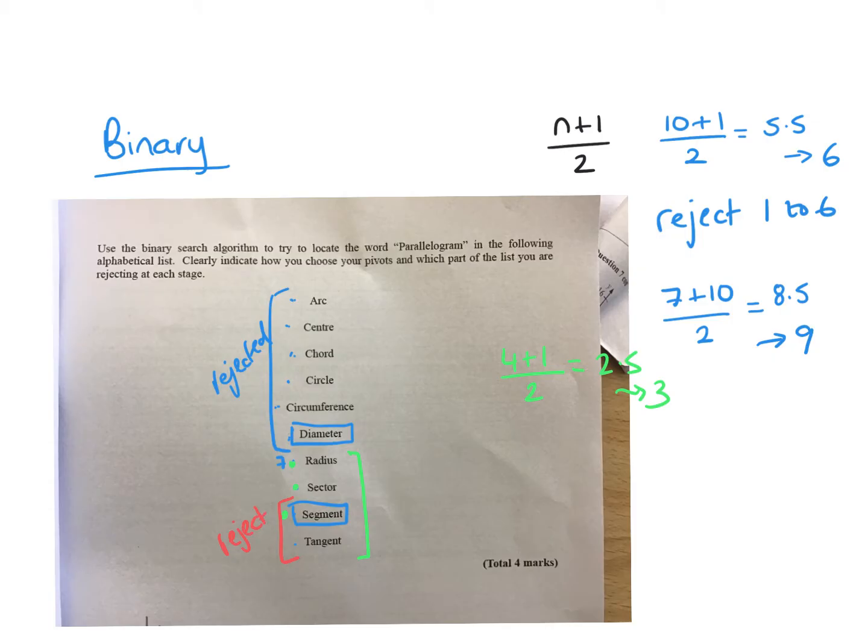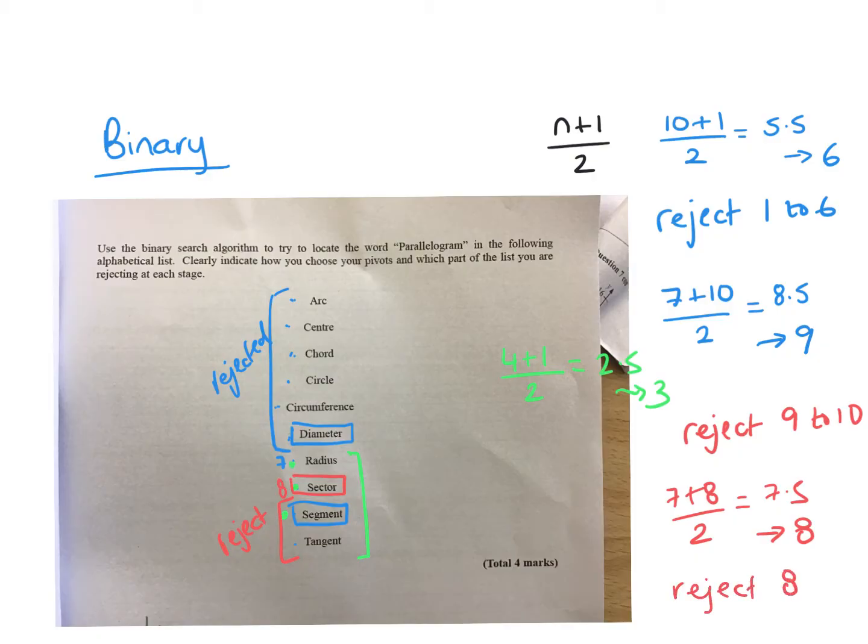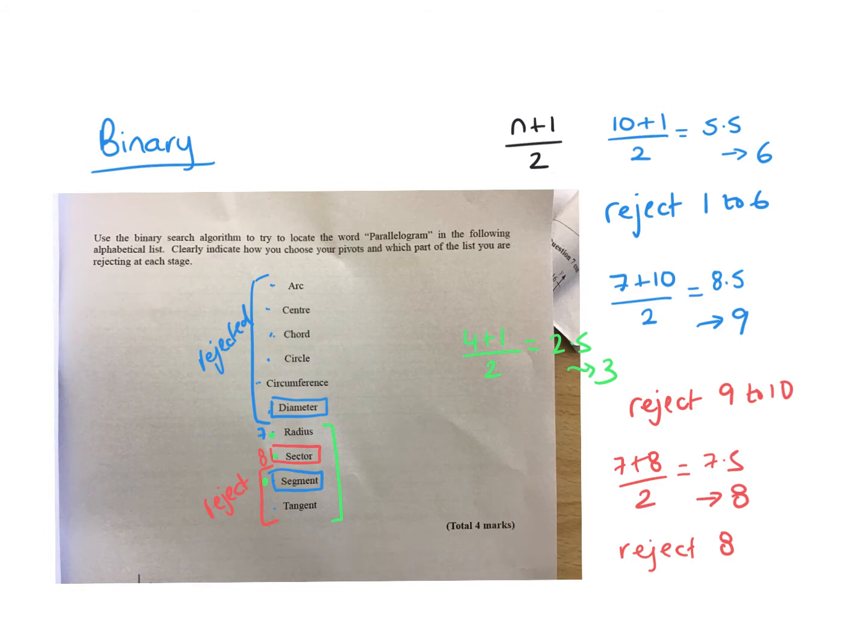So we're going to reject 9 to 10. Now we're left with positions 7 and 8, which we could do as 7 plus 8 divided by 2, which is going to be 7.5. We'll round up to number 8. We have sector as the next one. Or again, you could have done 1 plus 2, and you'd be left with this one. Now from there, we look at sector. We know P has to be before S, so we're now going to reject number 8. Now we have one left.